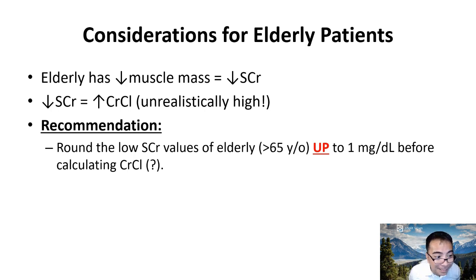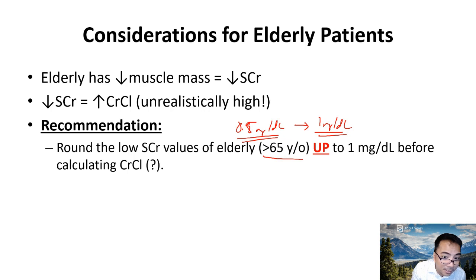Now, that's highly debatable. So, class, if your patient is 66, 67, or 70 years old and the serum creatinine comes out at 0.9, no, let's say 0.5, in milligrams per deciliter based on the lab results, when you compute the creatinine clearance you are supposed to round it up to 1 milligram per deciliter for a patient who is greater than 65 years old. But that's highly debatable.